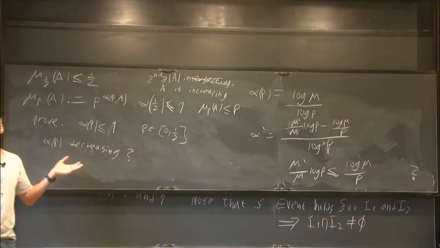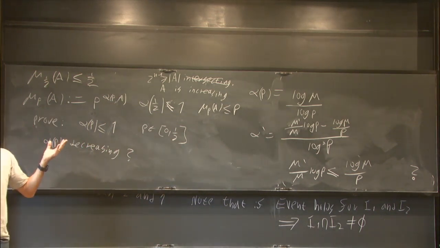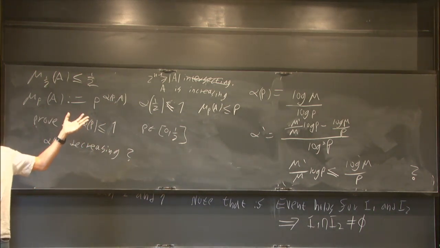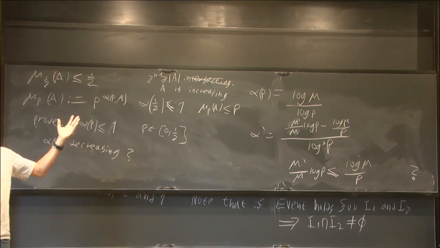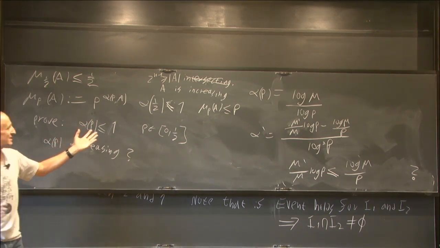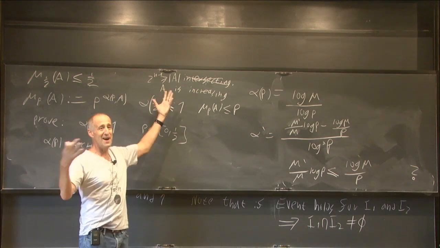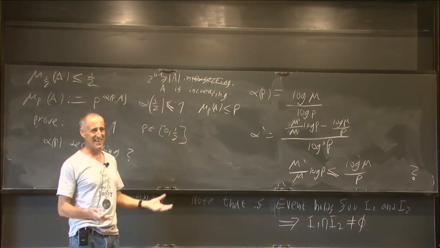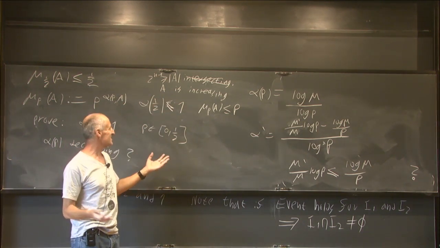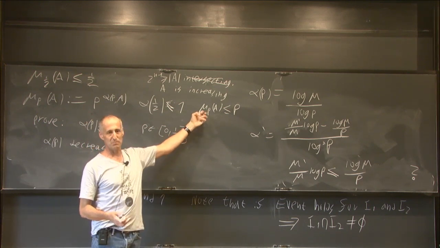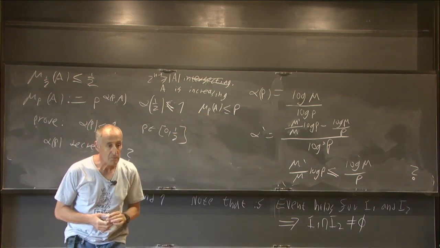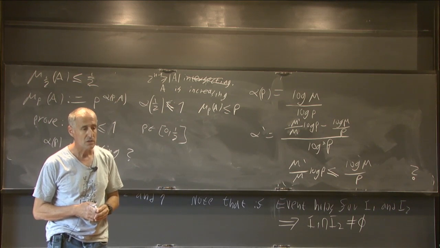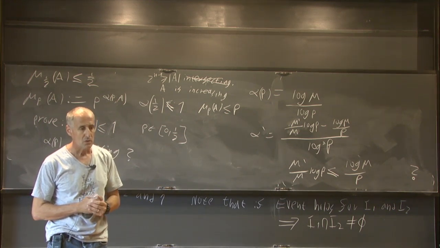So we said we can assume A is increasing. We know that at 1/2 the measure is at most 1/2. But that's all you need. You don't need the fact that A is increasing. It holds for a much more general family of families. And for them, it's also true that mu p of A is at most p. You don't need the fact that A is intersecting. You need the fact that it's increasing.